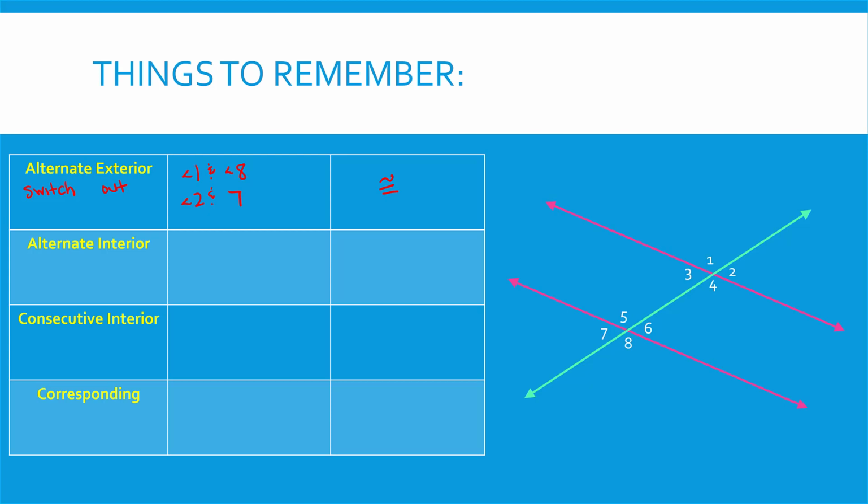The second angle pairing we looked at was alternate interior. So this was switch and inside. So 3 and 6 would be an alternate interior angle pair. Angle 4 and 5 are also an alternate interior pair. And these angles are also congruent.